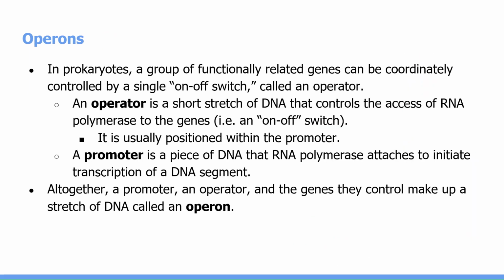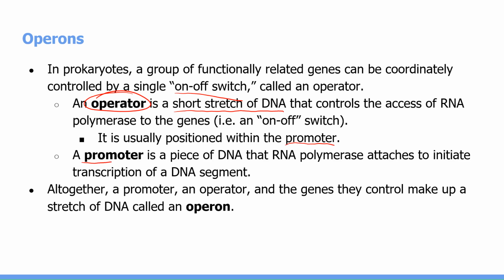In prokaryotes, a group of functionally related genes can be controlled together by a single on or off switch. This on or off switch is called the operator. It is a short stretch of DNA that controls the access of RNA polymerase to the genes that get transcribed and then translated into proteins. This operator is positioned within the promoter.